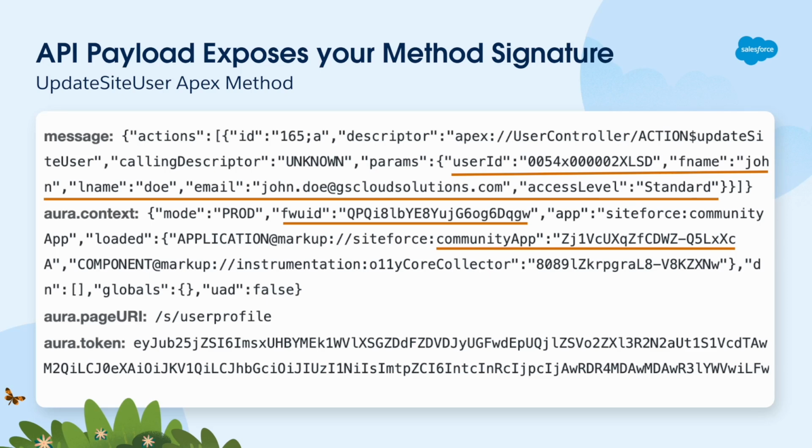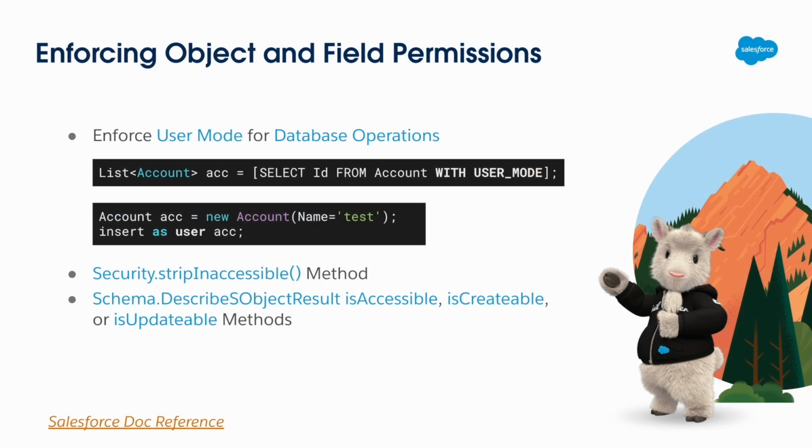Now that you've seen how easy it is for someone to hack into your custom Apex methods, the fix here is to really ensure we are enforcing object and field permissions. Until recently, this was quite cumbersome to do natively in Apex, but now with all of the new methods, you have a lot of simpler options to enforce these permissions.